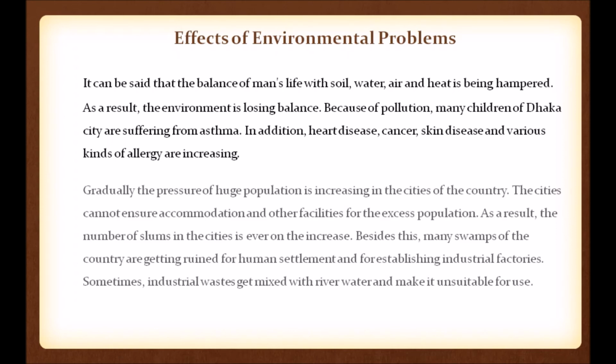Gradually, the pressure of a huge population is increasing in the cities of the country. The cities cannot ensure accommodation and other facilities for the excess population. As a result, the number of slums in the cities is ever on the increase. Besides this, many swamps of the country are getting ruined for human settlement and for establishing industrial factories. Sometimes industrial waste gets mixed with river water and makes it unsuitable for use.